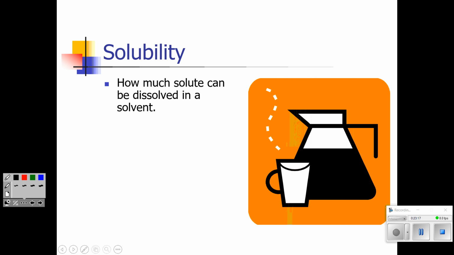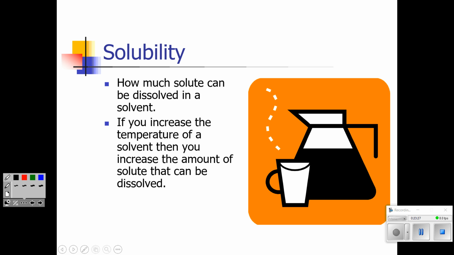All right, we're talking about solubility here. This is defined as how much solute can be dissolved in a given solvent. If you increase the temperature of a solvent, then you increase the amount of solute that can be dissolved. Think about tea. If you have hot tea, it will dissolve more sugar than cold tea, because the molecules are moving faster and they're going to mix those sugar molecules around a lot faster than if it's cold tea.